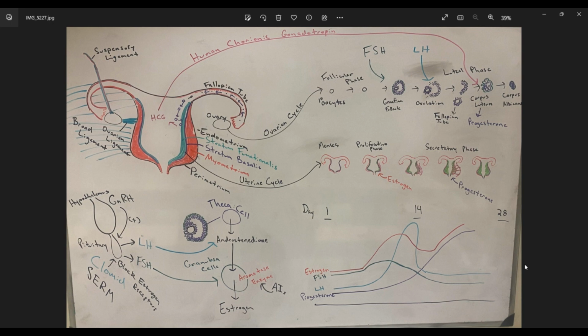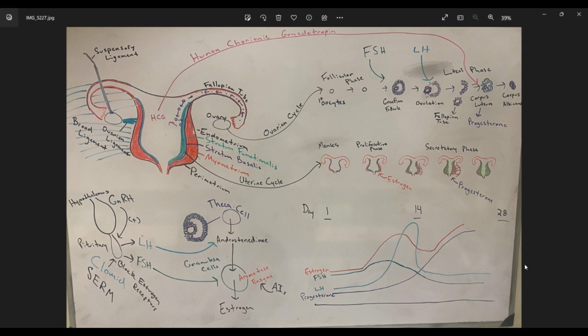So anyway, luteinizing hormone is going to stimulate the thecal cells to produce androstenedione. Androstenedione will then go into the nearby granulosa cells, and via the aromatase enzyme, it is going to be converted to estrogen. FSH actually helps with the aromatase process in the granulosa cells of converting androstenedione to estrogen. So that's how you make estrogen.